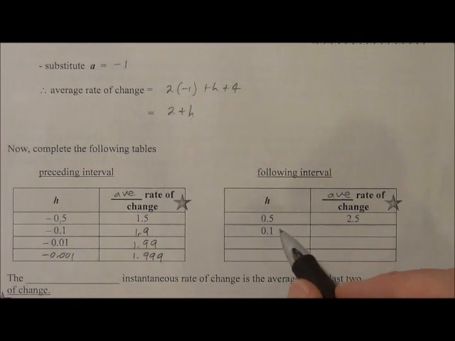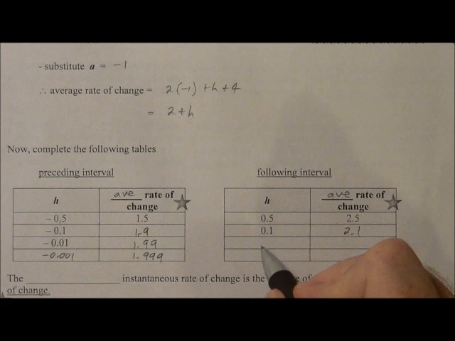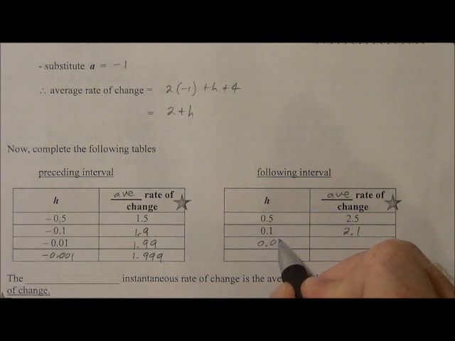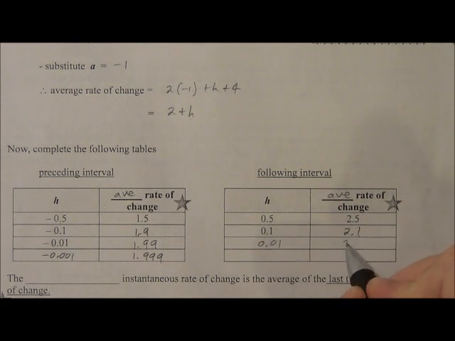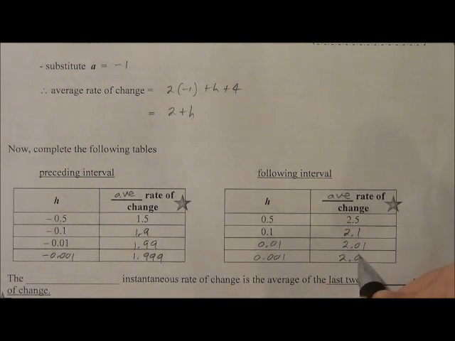And then for the following interval, we're going to take 0.5, add it to 2, and get 2.5. Then we're going to take 0.1, add it to 2, and of course get 2.1. Then we're going to put in 0.01, 2.01, and 0.001, and get 2.001.